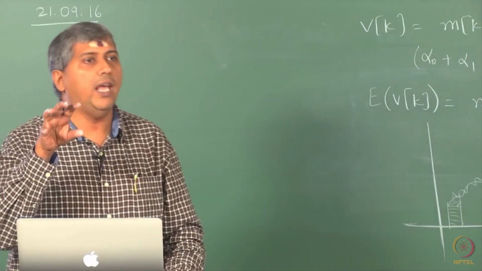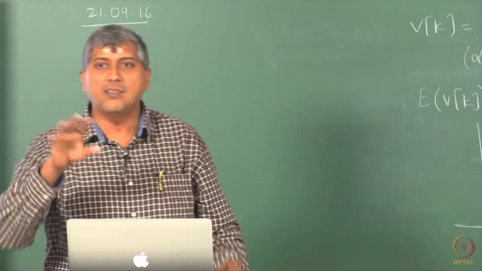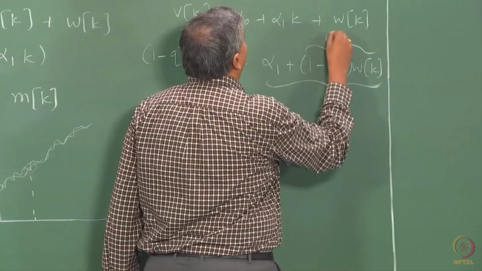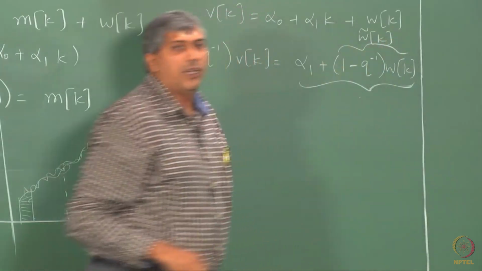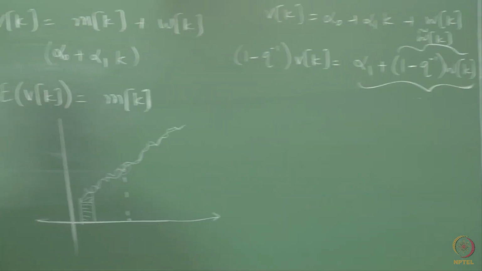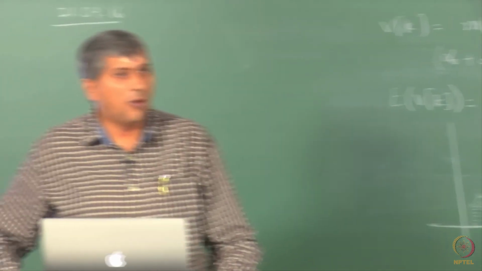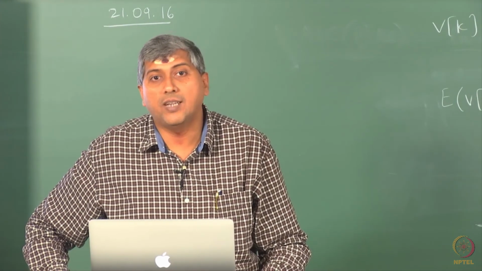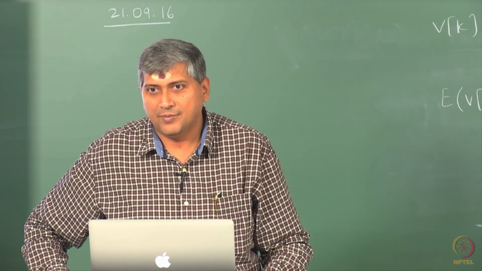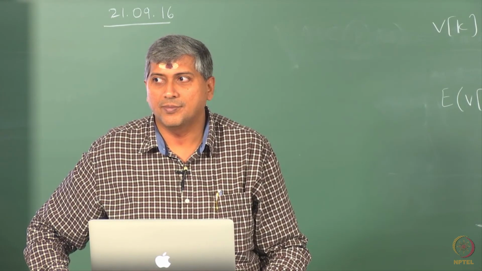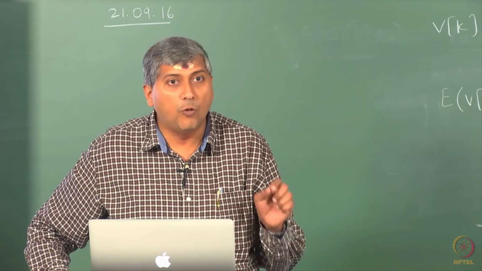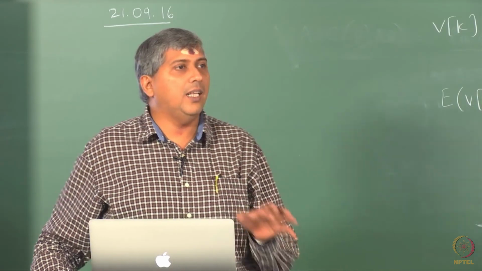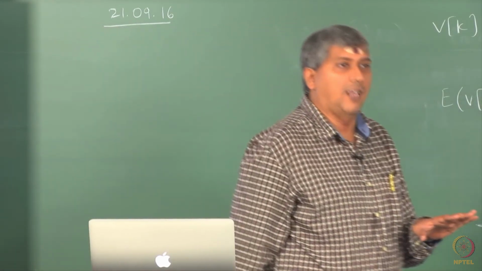What is that? If Wk is an ARMA process, then (1 minus q inverse) Wk, let us call this W tilde, this part alone as W tilde. W tilde unfortunately has a 0 exactly at unity. Is there a problem? We have assumed Wk to be stationary and invertible. What about W tilde? It is not invertible. We have forcefully introduced a 0, and that is the problem with the filtering approach itself.